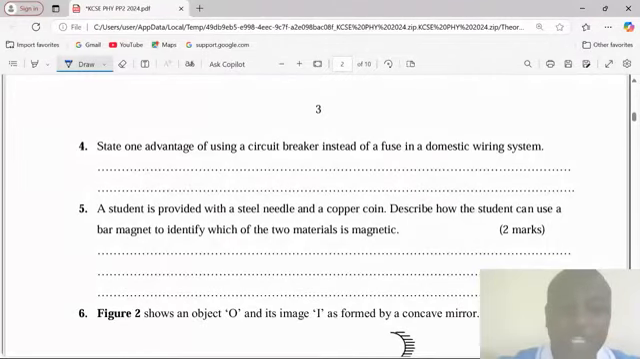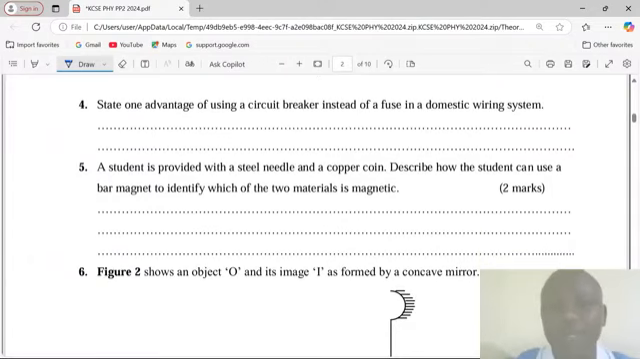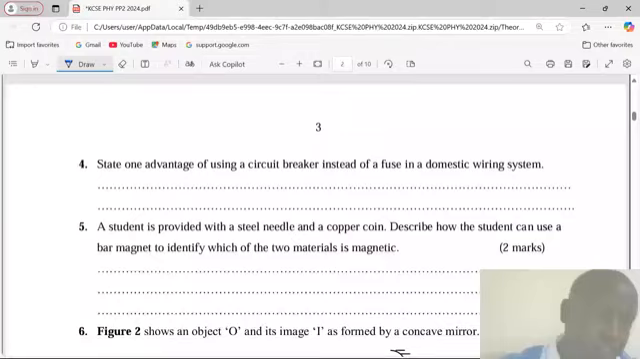Looking at how to state one advantage of using a circuit breaker instead of a fuse in a domestic wiring system. The two are used for the same purpose, that is safeguarding electrical appliances from excess currents. But now we are saying that a circuit breaker has an added advantage. I will give two.